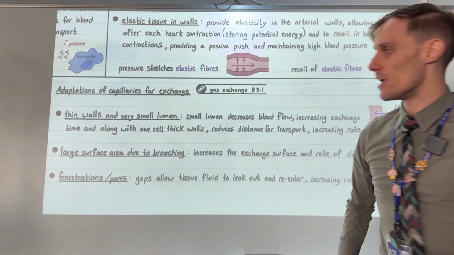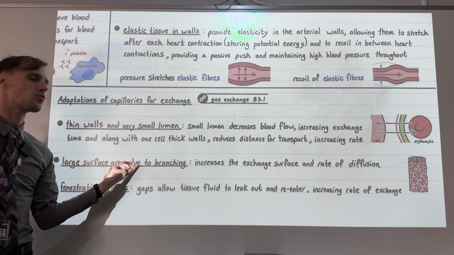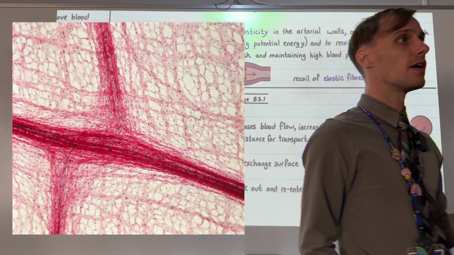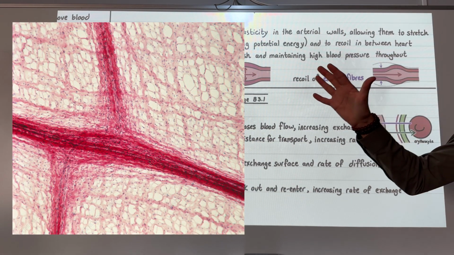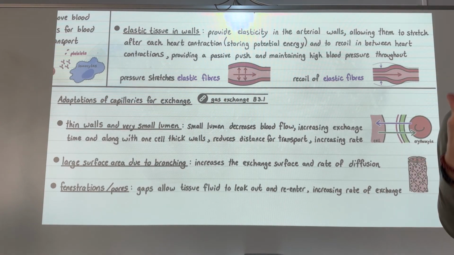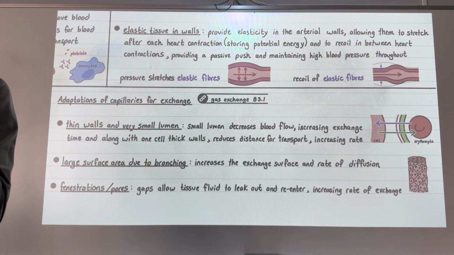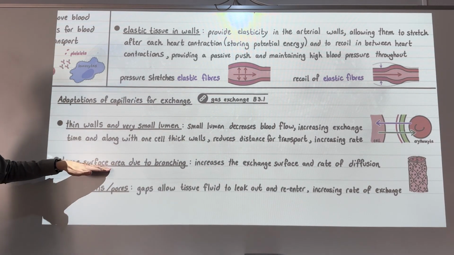Another one is, as we've discussed also in B3.1, it has an extremely high surface area, and that's due to the multiple branches that it makes. The exchange rate is extremely high because there are so many different paths for gas exchange and material exchange to occur due to the very high surface area.